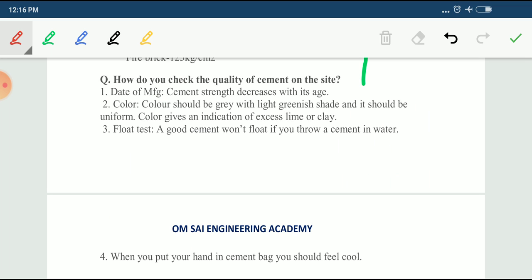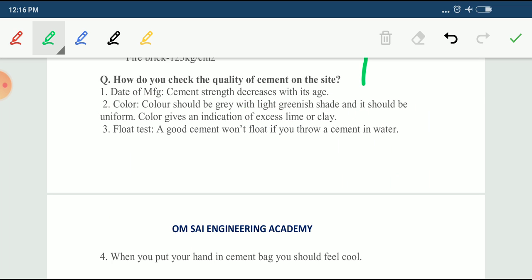Next one is color. By observing color also you can tell whether the cement is good or not. Color should be gray with a light greenish shade, and it should be uniform. Color gives an indication of excess of lime or clay.